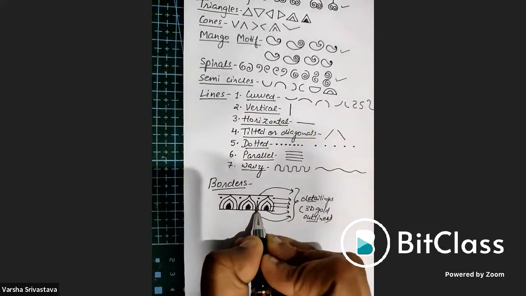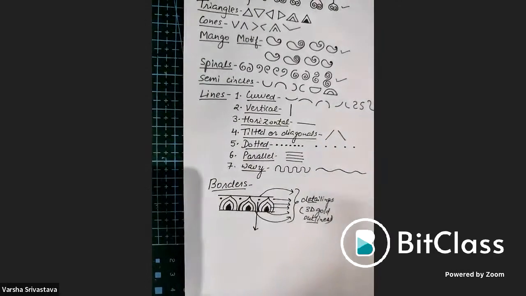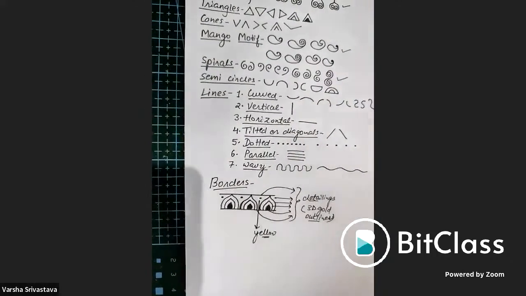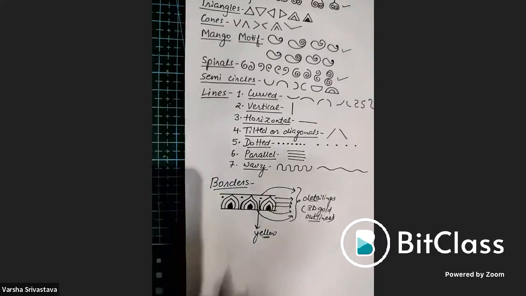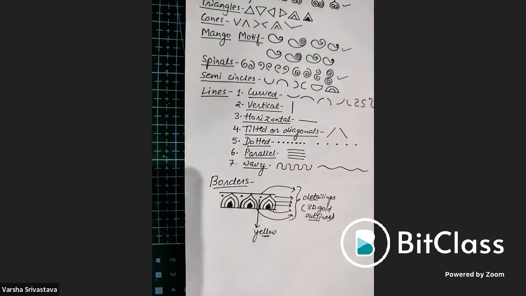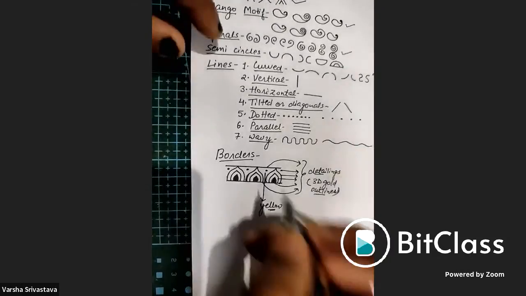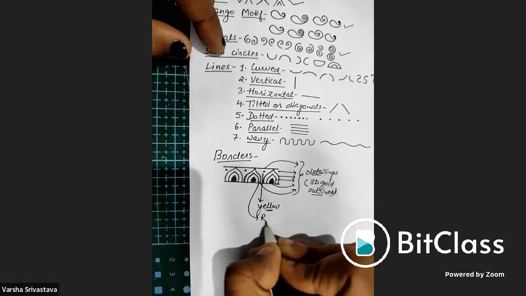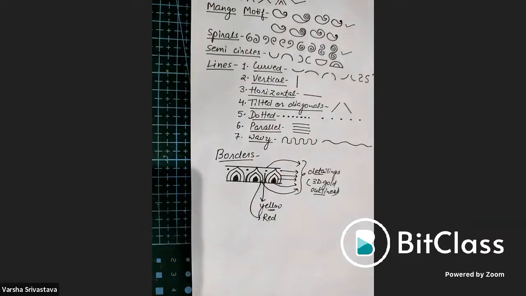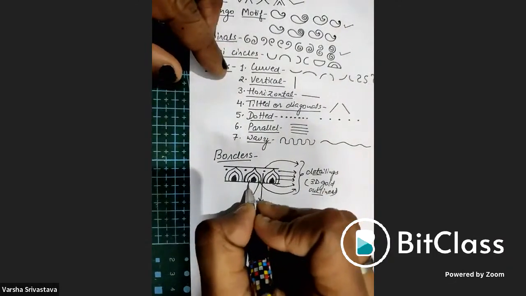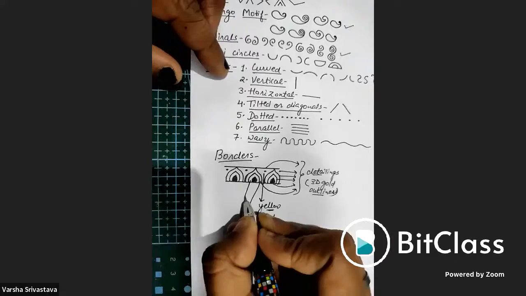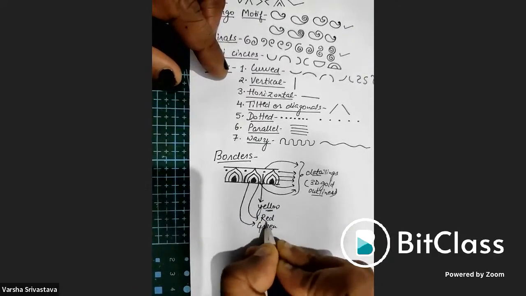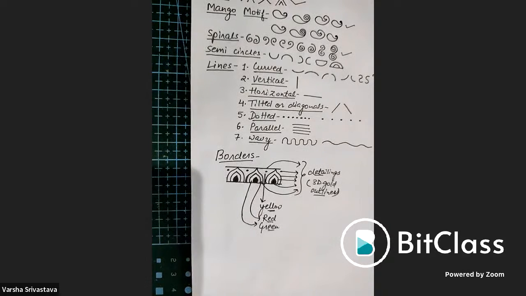So if I'm opting for any light color in the background, suppose I am writing yellow, then in the front patterns, I'm going to use the dark shades. So I'm just writing red in the space between the first and second dome, and I'm writing green in the space between the second and third dome. Okay, so these three colors I have written.